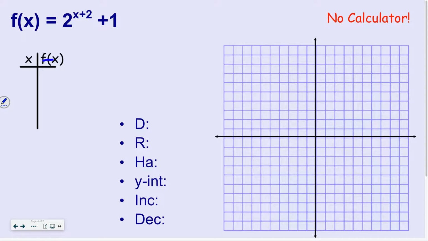So rather than make a table for x and f of x, I shortened this equation to the bare bones. I'm going to call it its parent graph. The base is 2, and I'm raising it to the x. So this is the parent graph.